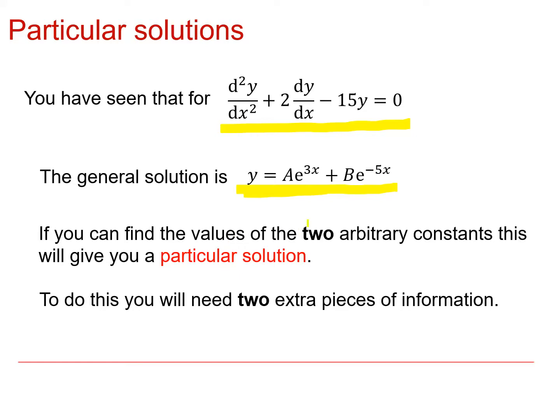So if we could find the values of a and b that were needed, that would give a particular solution to this differential equation. And to do that, we need two extra pieces of information. So two arbitrary constants, two extra pieces of information. You could think of this a bit like simultaneous equations. If we've got two simultaneous equations with two unknowns, we've got enough information to solve them. If we have three unknowns, we need three equations, and so on.